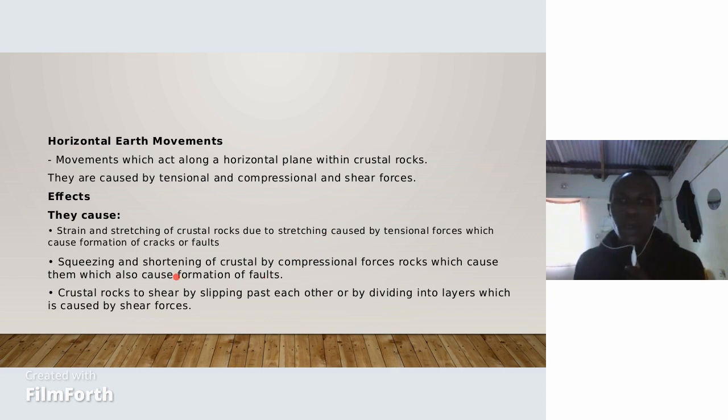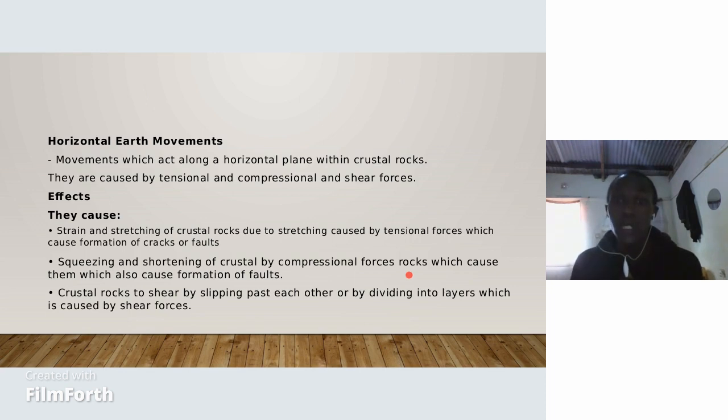Also, they cause squeezing and shortening of crustal rocks by compressional forces, which also cause formation of folds. When these compressional forces act on a rock, remember they act by pushing a rock towards each other into the same direction. Hence it will result in shortening or rather folding of the rock.